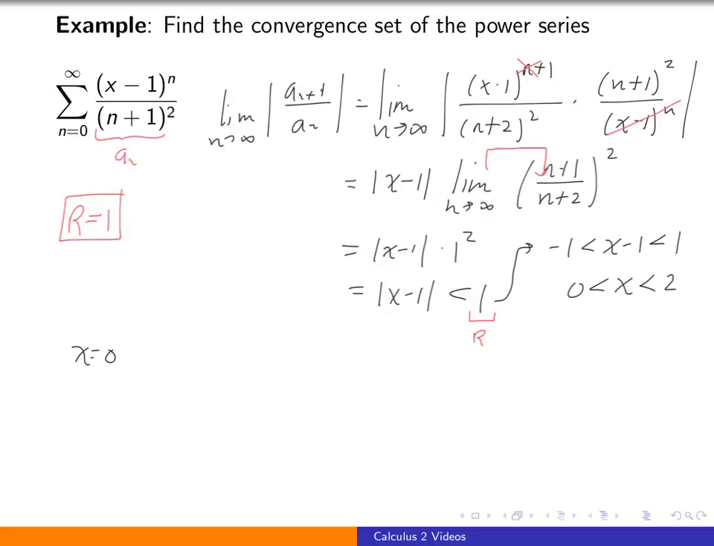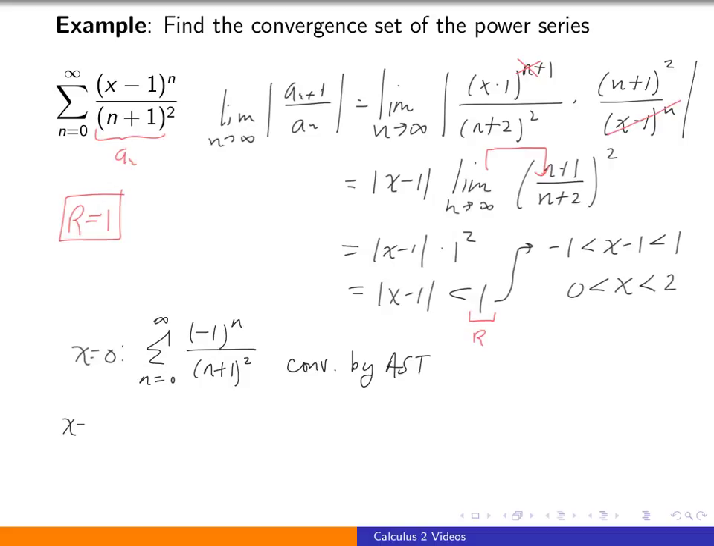So when x is equal to 0, go back to our original series and plug in x equals 0. We would have the sum from n equals 0 to infinity of (-1)^n over (n plus 1) squared. This is an alternating series, and I'm going to leave a few of the details to you, but it will converge by the alternating series test. And if necessary, you should be able to go through those previous details.